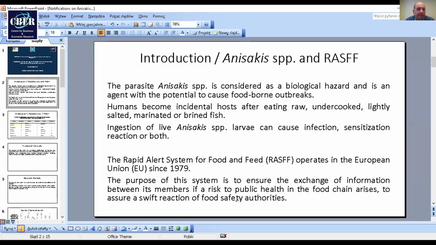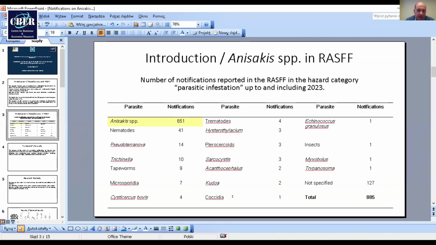And we have a hazard category in this system named parasite. It's the parasite Anisakis. It is considered a biological hazard and can cause foodborne outbreaks. Humans become hosts after eating raw fish, and this parasite can cause infection, a sensitization reaction, or both.